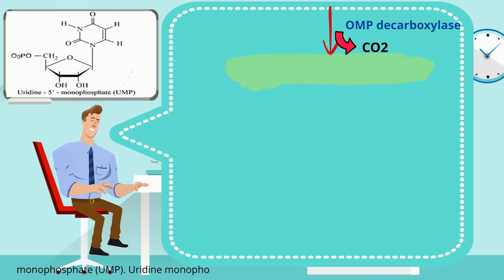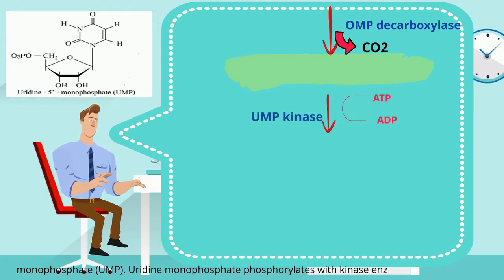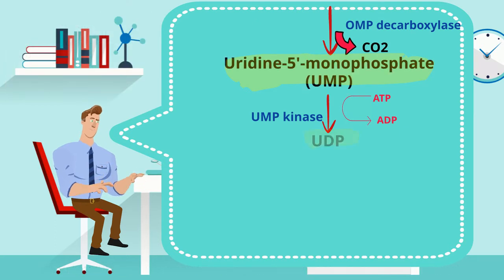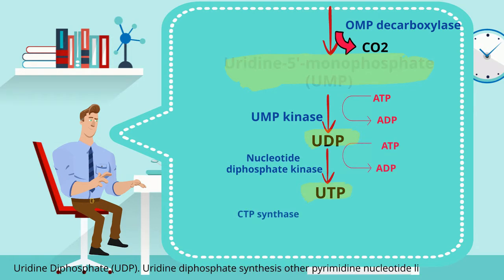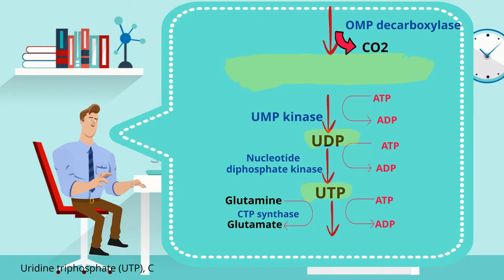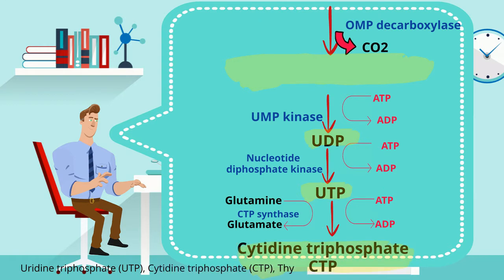Uridine monophosphate is phosphorylated with a kinase enzyme to synthesize uridine diphosphate, UDP. Uridine diphosphate then synthesizes other pyrimidine nucleotides like uridine triphosphate, cytidine triphosphate, thymidine monophosphate, and deoxyuridine diphosphate.